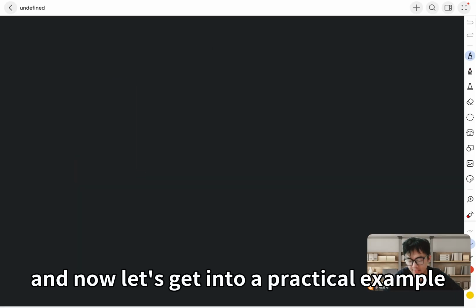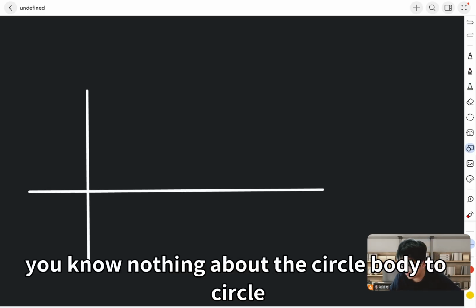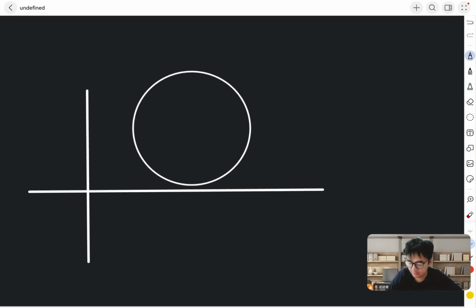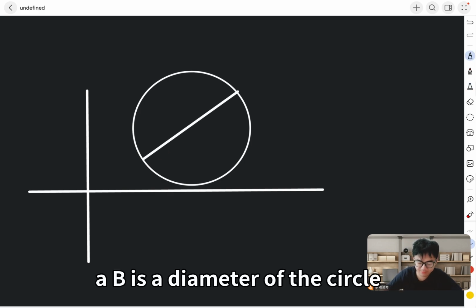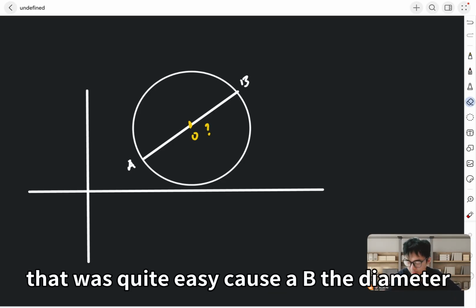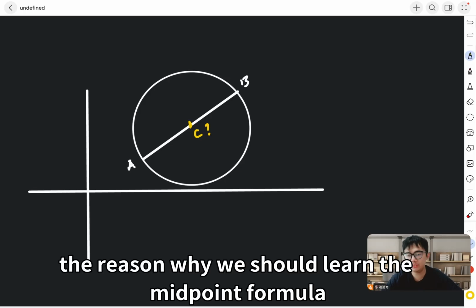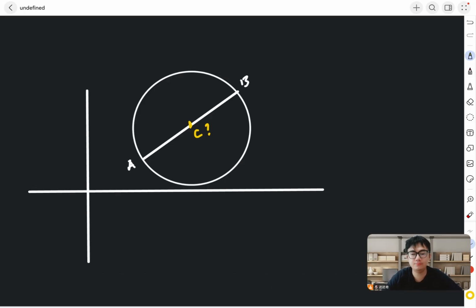Now let's get into a practical example. Suppose I have given you a circle. Actually, you know nothing about the circle, but it's a circle. And I have told you that AB is the diameter of the circle. So how do you find its center? Well, it's quite easy, because AB is the diameter, so its center will be the midpoint of AB. And that's the reason why we should learn the midpoint formula.